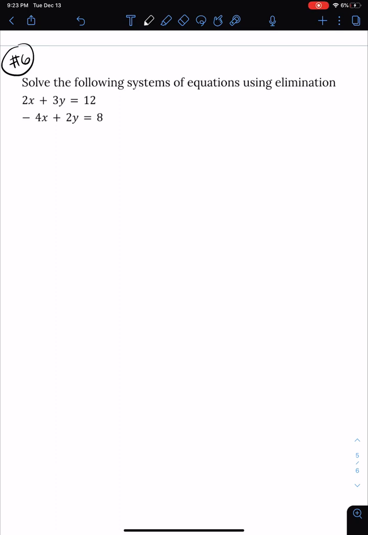Solve the following systems of equations using elimination. So, using elimination, that means we want to eliminate either x or y. So, I'm going to rewrite the equations here, that way we can see them clearly and be able to highlight which variable makes the most sense to eliminate.